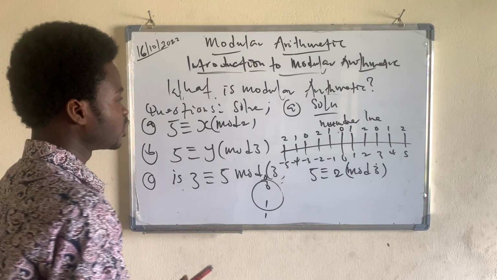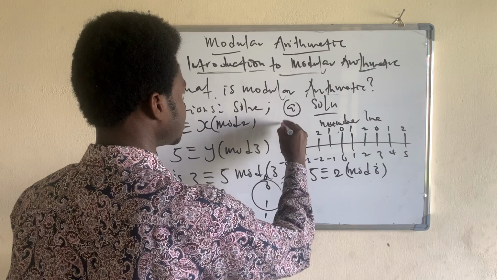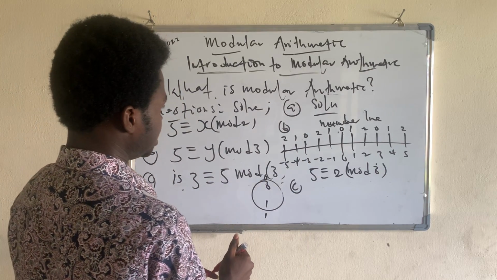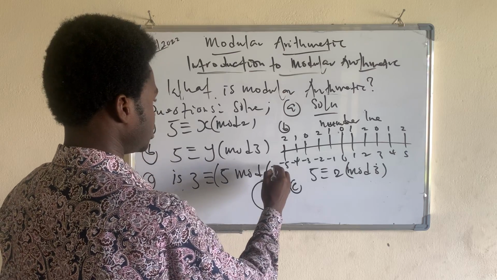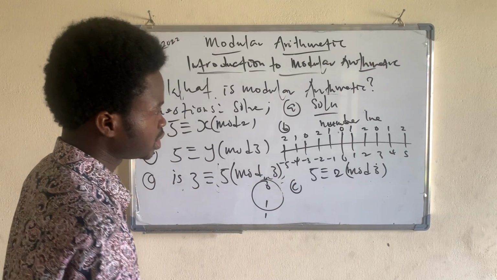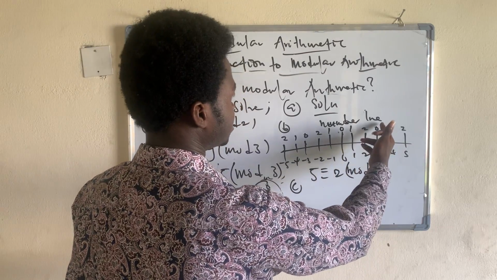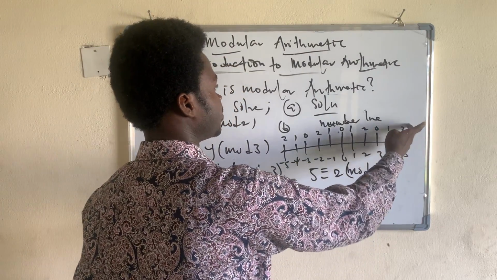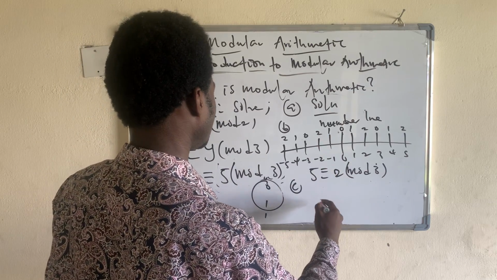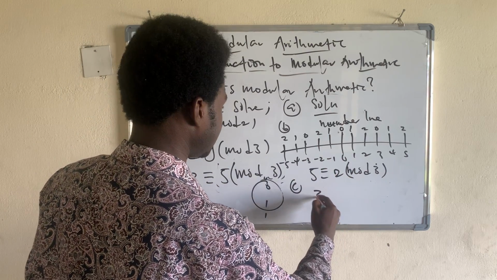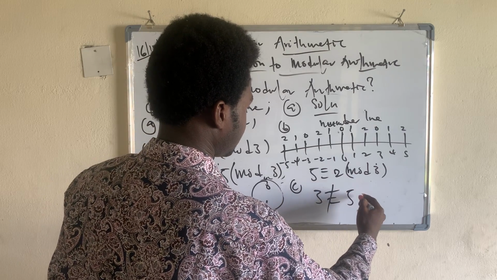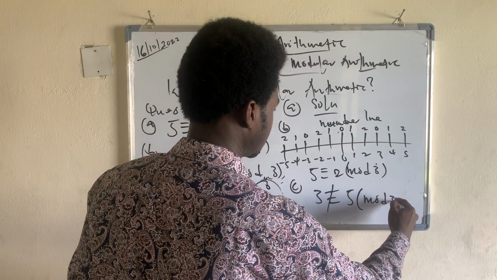Okay, C now. C says: is 3 congruent to 5 in mode 3? So I will check. 3 is mapped to 0, 5 is mapped to 2. No. So they are not taking the same values there. So that simply means that 3 is not congruent to 5 in mode 3.